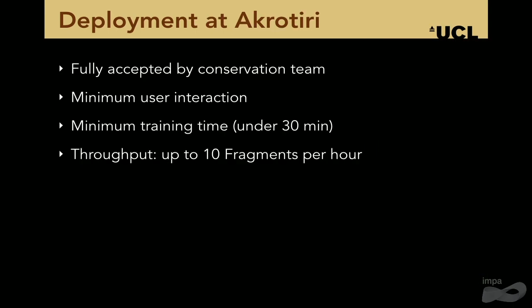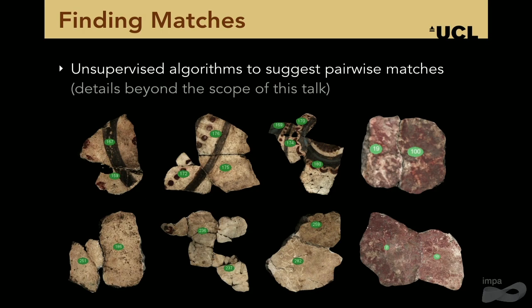It was very well accepted by the conservation team, required minimum user interaction, and so far everyone whom we trained in the system didn't take more than 30 minutes for training. And after that, people were able to basically create complete data sets for fragments at a rate of about 6 minutes per fragment, which was good, and the system is scalable.